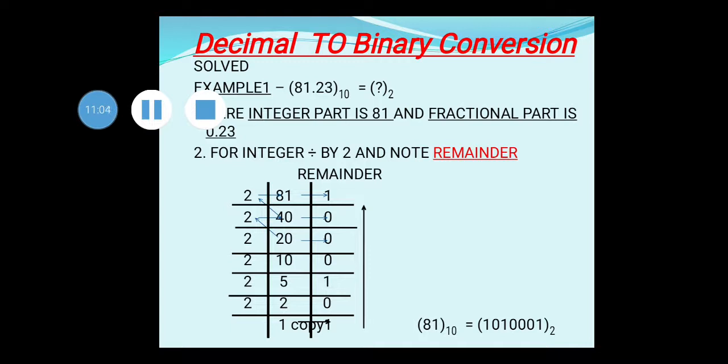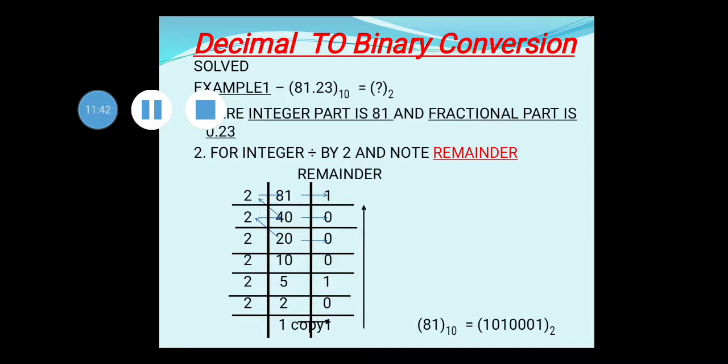So now according to the rule, for the integer part we have to go on dividing by 2, and for the fraction part go on multiplying by 2. So first we'll follow the integer rule. You can see here 81 is in the center of the column and I'm going to divide 81 by binary number 2. When you divide 81 by 2, you get the quotient 40 and the remainder is 1. So the remainder 1 is noted down up there.